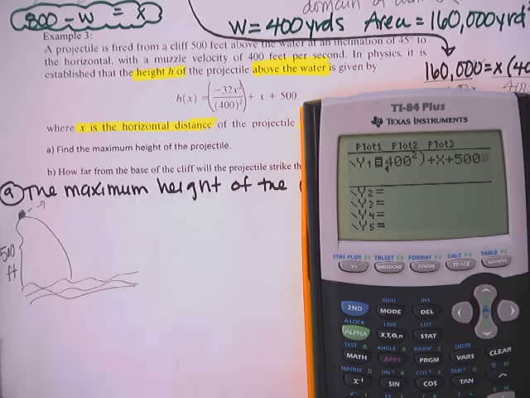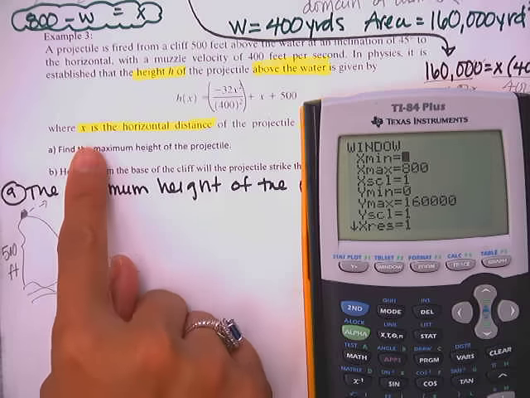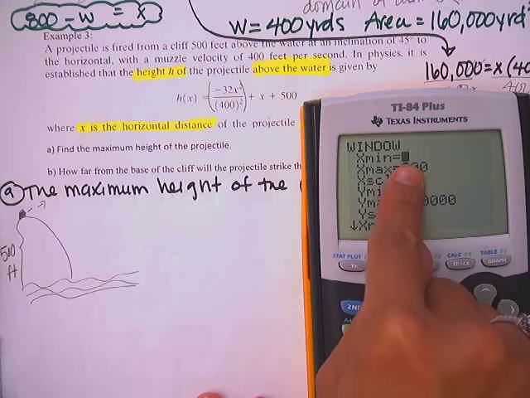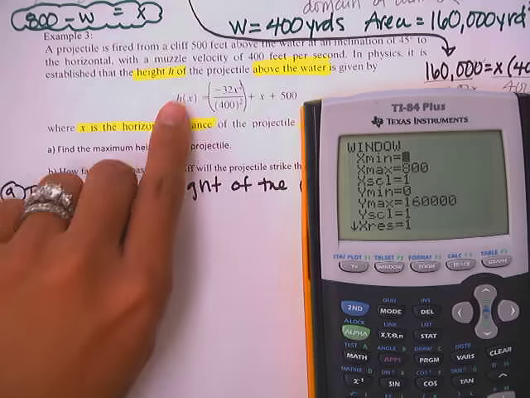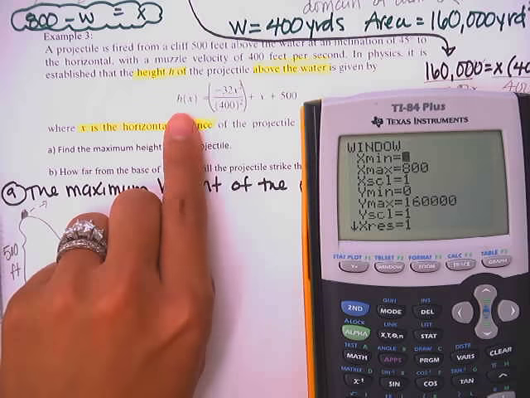You will need to figure out what your x window is. So let's figure out what the window is. Window. We are looking at x as the horizontal distance. Distance can never be negative, so it is okay for us to be at 0 for x min. X max is going to depend on how far I need to go. That means when y is 0. So what happens when y is 0? We might want to solve for x, right?